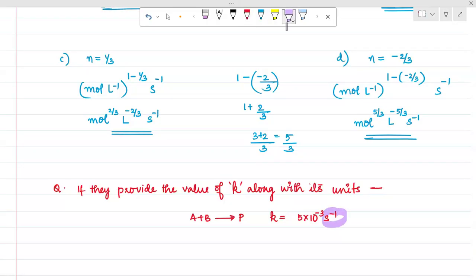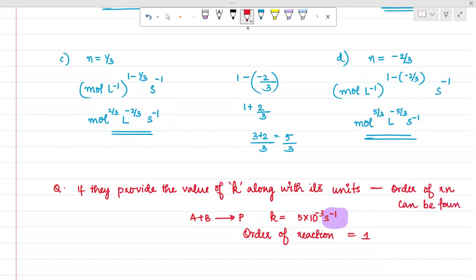Very easy. Unit is given per second. And this was done yesterday. If the unit of rate constant is per second, then the order of the reaction is equal to 1. Correct? So if they provide the value of the rate constant along with its units, the order of the reaction can be determined. It can be found very easily.